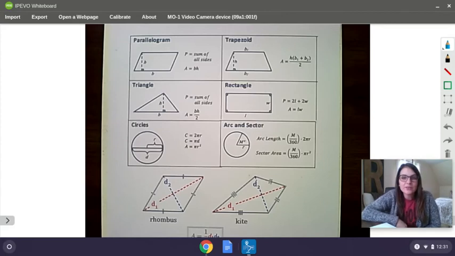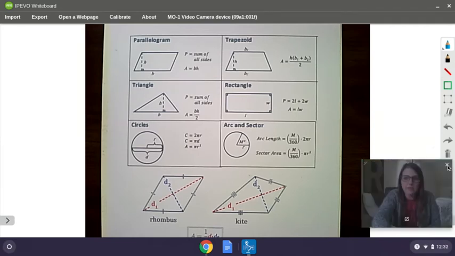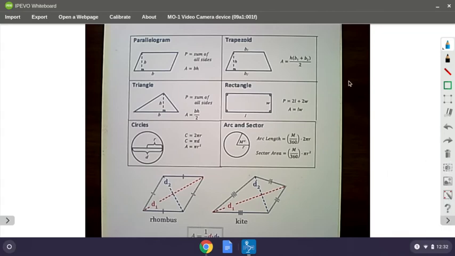Hey everyone, so now that we're done with circles, our last unit is area, surface area, volume, all stuff like that with polygons. So today we're going to do just basic area of all different shapes. It should be pretty easy, especially since you have formulas. You'll see here that I posted this formula sheet for you to use.